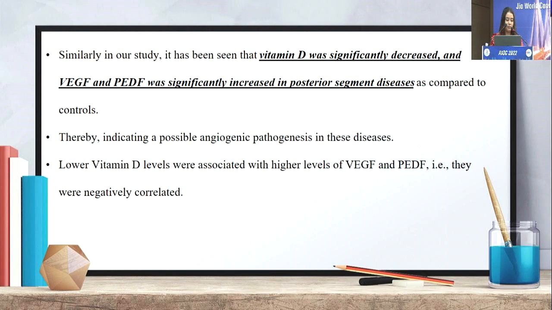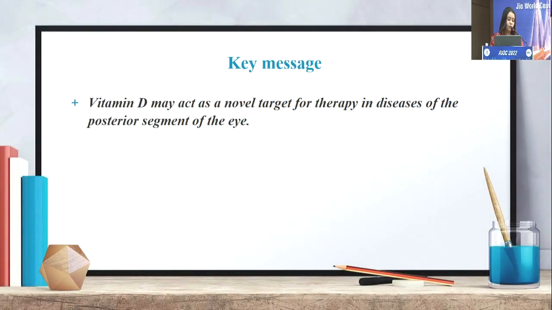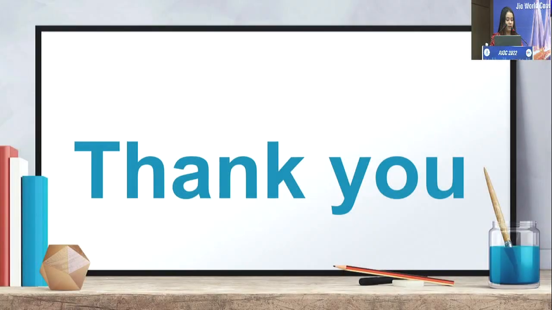In our study also, it has been seen that vitamin D was significantly decreased and VEGF and PEDF were increased in posterior segment disease, thereby indicating a possible angiogenic pathogenesis. Lower vitamin D levels were associated with higher levels of VEGF and PEDF, that is, they were negatively correlated. So the key message is that vitamin D may act as a novel target for therapy in diseases of the posterior segment of the eye. Thank you.